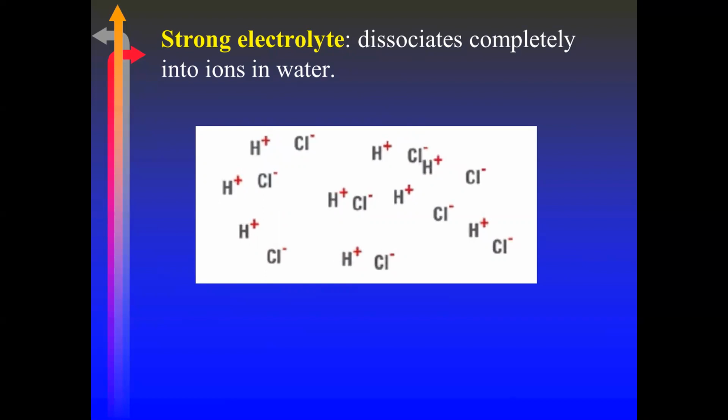You see, this is a strong electrolyte. They completely, I think completely is an important word, dissociate into ions in water. Here we can use a chemical equation to describe this process. Like, okay, the HCl dissolves in the water, and then it is dissociated into two types of ions.